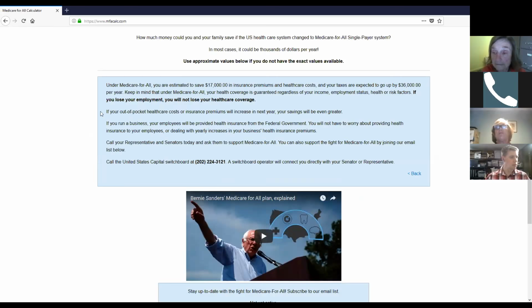I have a couple other notes for them. We all know healthcare expenses and insurance premiums are increasing year over year. Under Medicare for All, that is not going to be the case, because we don't have a private insurance system that is increasing healthcare expenses or increasing premiums each year.